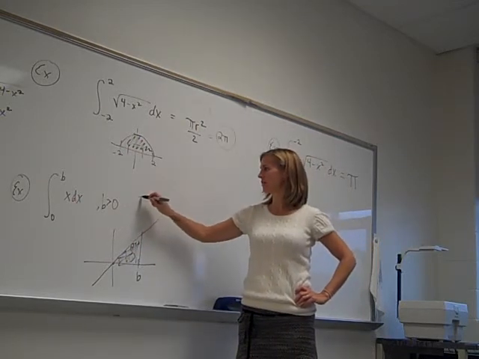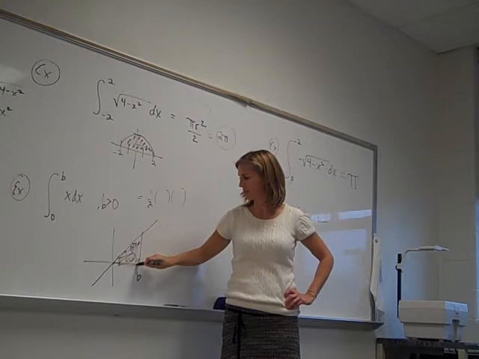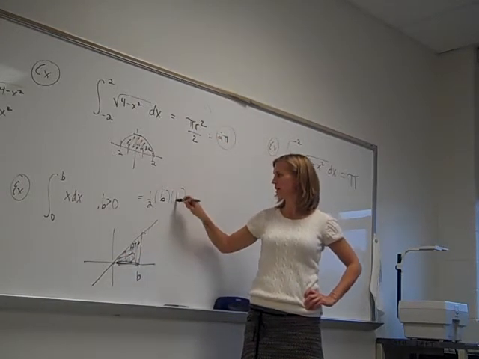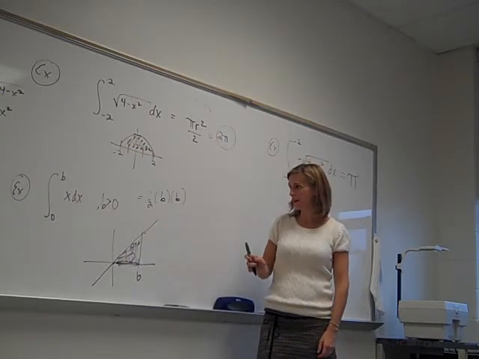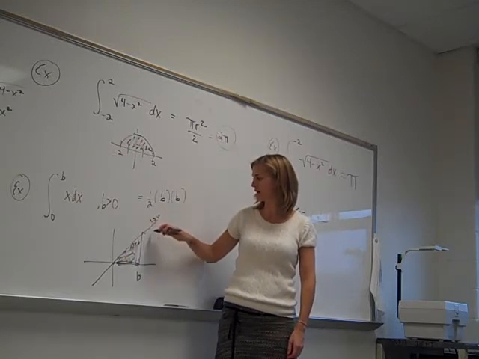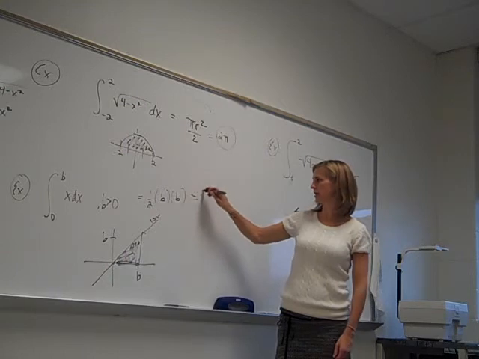Well, I know it's a triangle, so I know it's 1/2 times base times height. How big is the base? B. And how big is the height? B. For people who are a little unclear, this probably was too easy, but all I'm doing to find the height of this is plugging b into the function y equals x. And that's giving me the height. So I got b squared over 2.